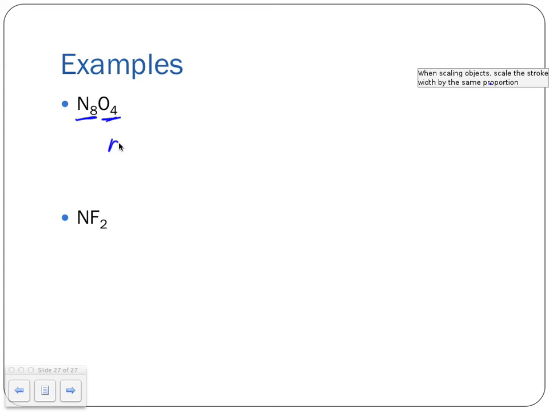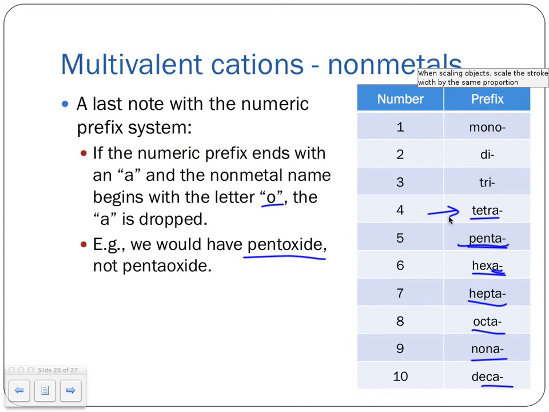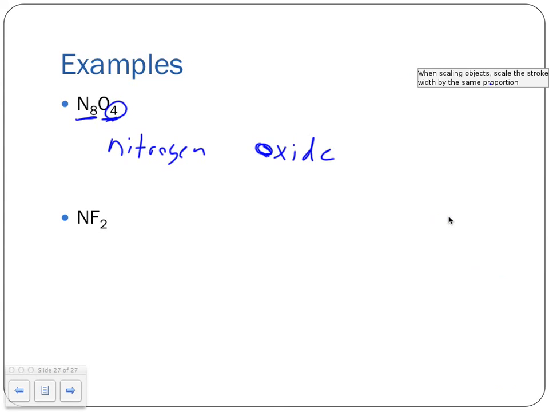So it'll be nitrogen, and then oxide, but there's going to be a prefix in front of at least the oxide, maybe in front of the nitrogen too. So if the prefix is in front of the oxide, we look at 4. Well, the prefix for 4 is tetra, like you know the game Tetris, because each piece is made of 4 blocks. So it does end in A, and this begins in O, so it'll just become tetroxide, T-E-T-R-O-X-I-D-E. So nitrogen tetroxide.